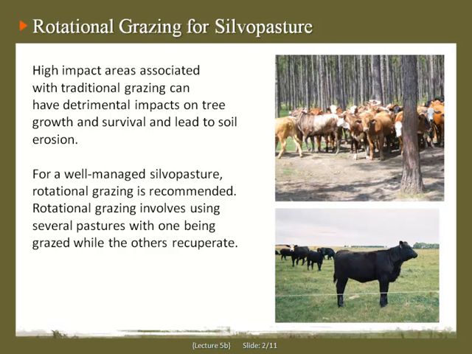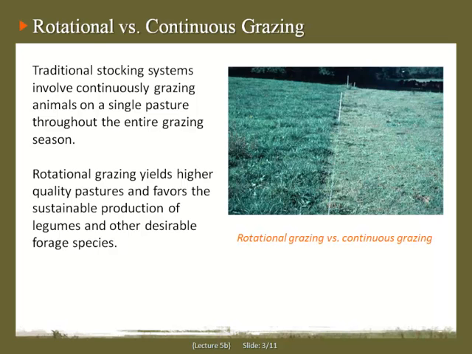A proper rotational grazing system is designed so that the nutritional needs of livestock can be met efficiently, forage yield and quality as well as pasture persistence can be optimized, and economic profit can be realized through improved efficiency and productivity of livestock. Traditional stocking systems involve continuously grazing animals on a single pasture throughout the entire grazing season.